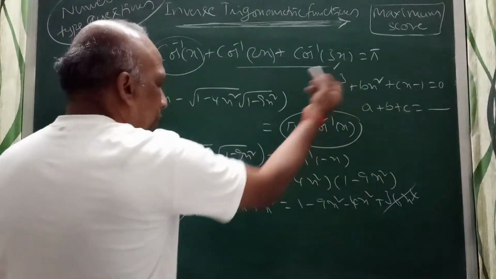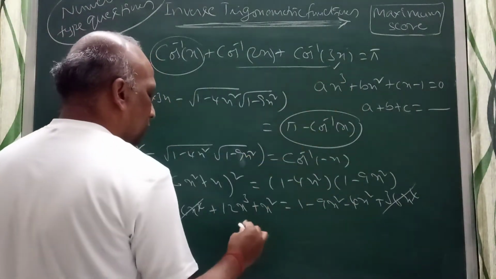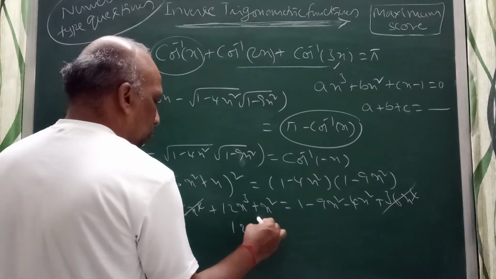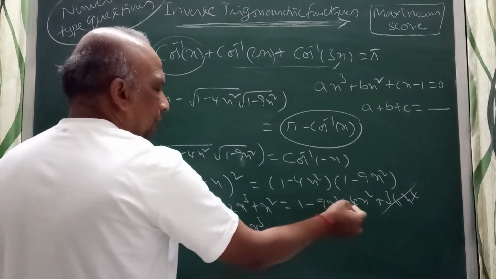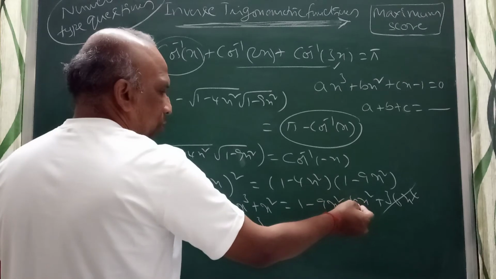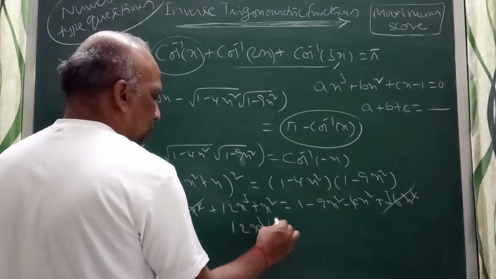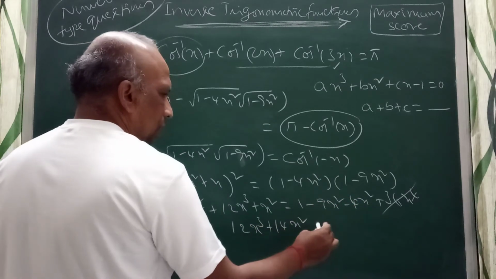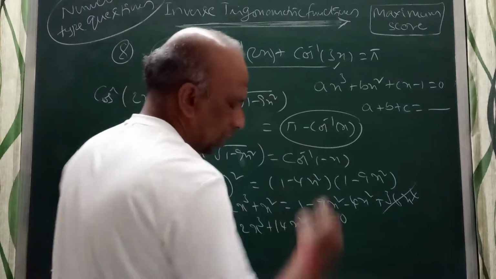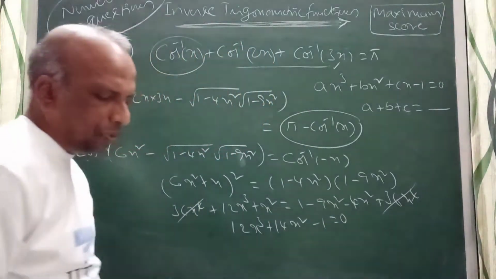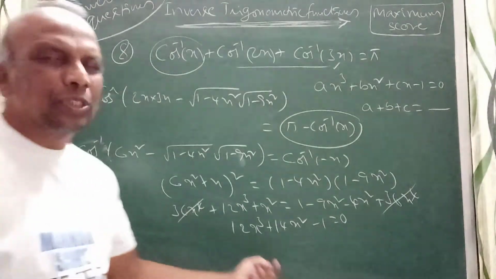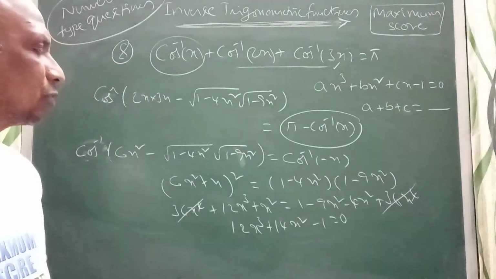Right, convert it as a cubic equation. Write 12x cube. Here you will get minus 9 minus 4, minus 13, plus 1, plus 14x square minus 1 equal to 0. Right? That will be the equation you will get. This is the equation: 12x cube plus 14x square minus 1.